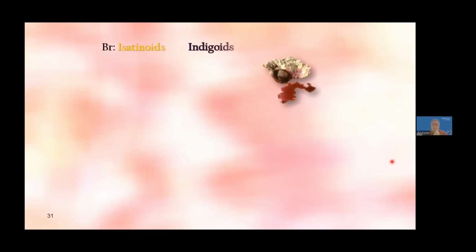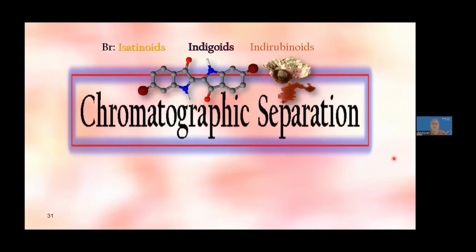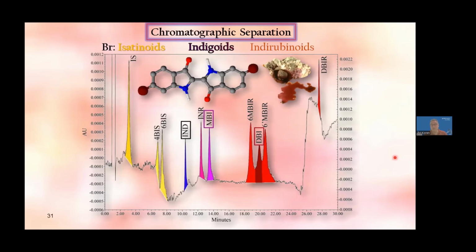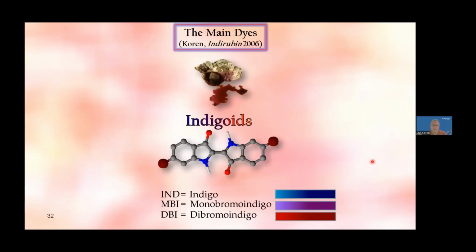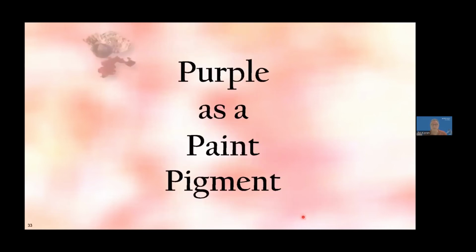So as far as these snails are concerned, the chromatographic separation that I talked about before, you get a wonderful picture of these particular snails, these particular pigments, like I talked about before. Yes, the main dyes, again, these three snails, keep that in mind, the blue, the violet, and the reddish snails.